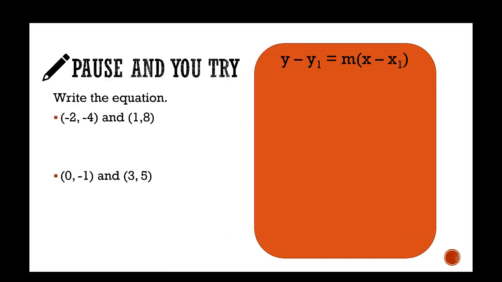All right, go ahead and pause and try these two and see what you can come up with. All right, so I'm going to do the slope for both of these over here. So we got negative 4 minus 8 and negative 2 minus 1. Again, make sure you're doing your y's over on top and your x's on bottom. Otherwise, your slope's always going to be off. That's giving you negative 12 over negative 3, which actually simplifies to a positive 4. So for this first one, your slope is 4.